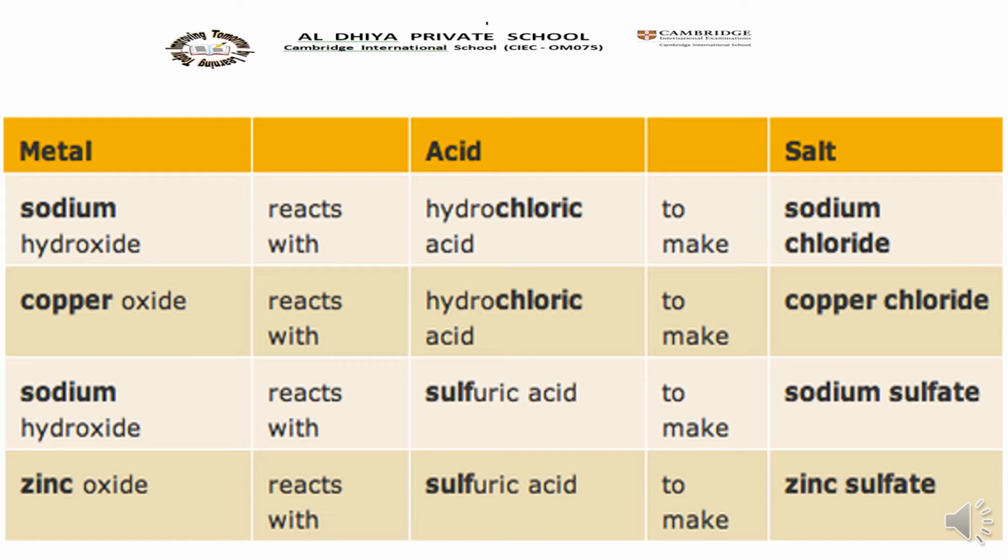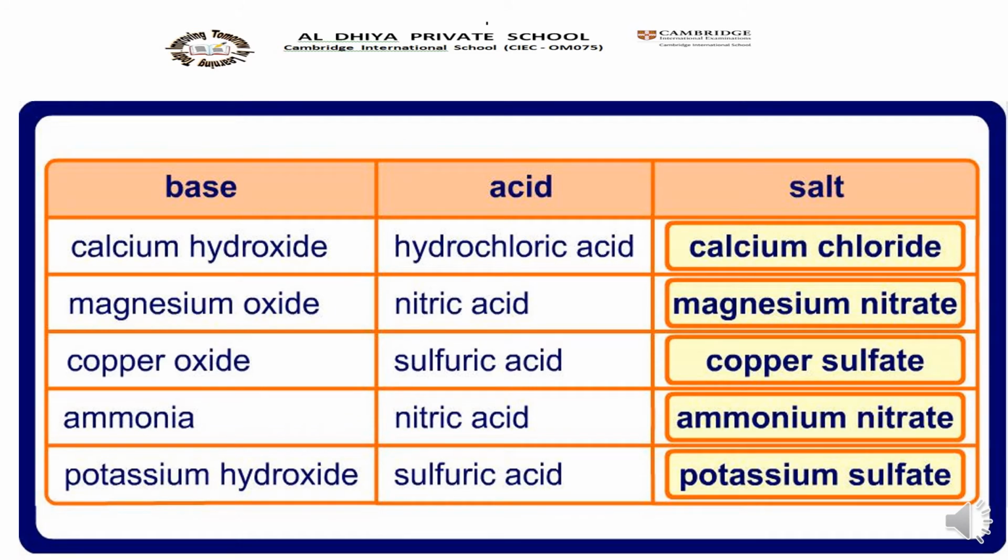In this slide we can see some examples. Sodium hydroxide reacts with hydrochloric acid to make sodium chloride. Copper oxide reacts with hydrochloric acid to make copper chloride. Sodium hydroxide reacts with sulfuric acid to make sodium sulfate. Zinc oxide reacts with sulfuric acid to make zinc sulfate. These are some examples of the reaction of acid and base to form salts.